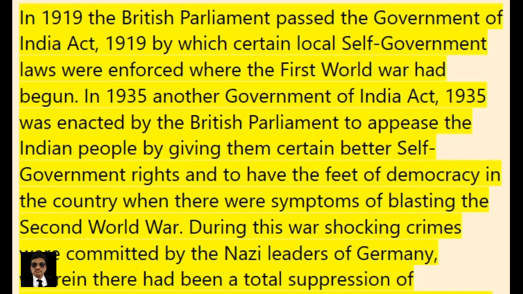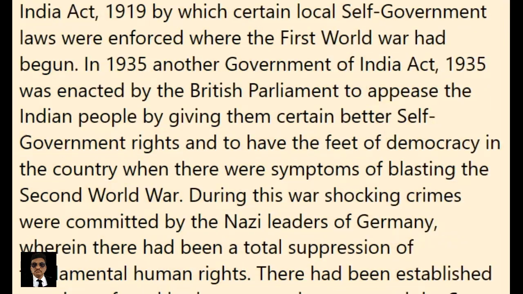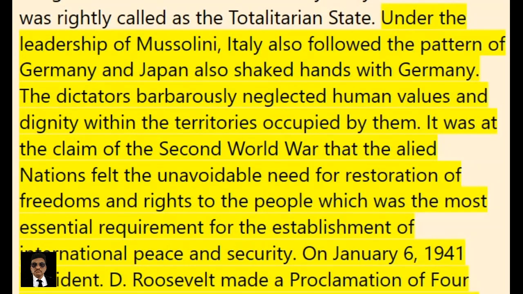During this war, shocking crimes were committed by the Nazi leaders of Germany, wherein there had been a total suppression of fundamental human rights. There had been established a regime of total lawlessness and tyranny, and the state was rightly called the totalitarian state. Under the leadership of Mussolini, Italy also followed the pattern of Germany, and Japan also shook hands with Germany. The dictators barbarously neglected human values and dignity within the territories occupied by them.